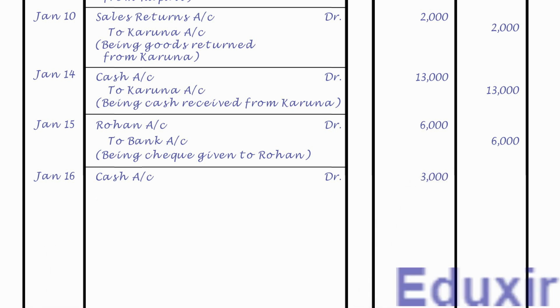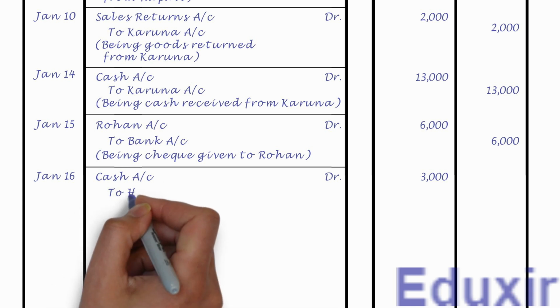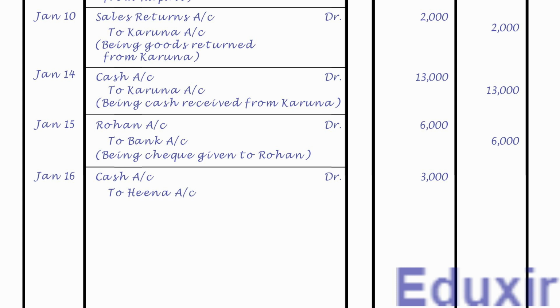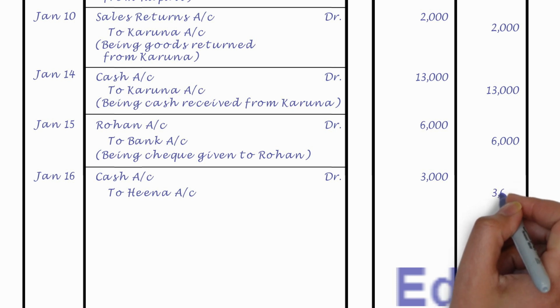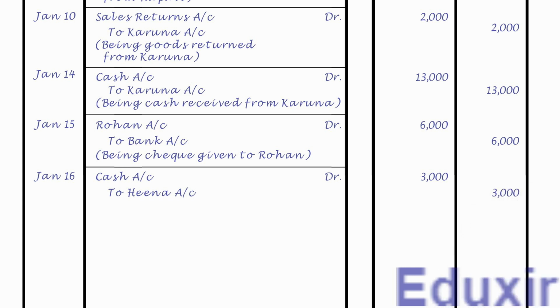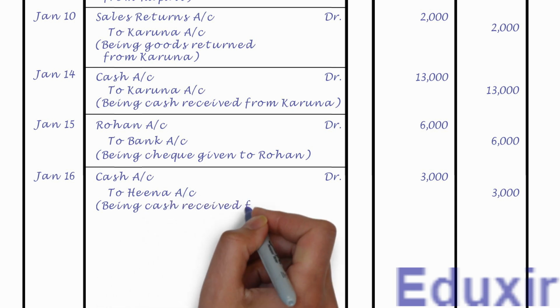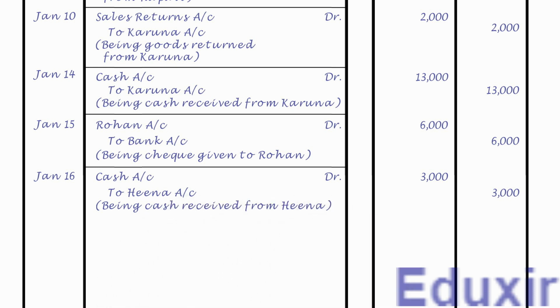Leaving a margin, let us record Hina account as the credit entry. Let us also record the credit amount of 3000 rupees into the credit amount column. Let us now record the narration or description of this transaction, that is, being cash received from Hina. Let us now draw a line to mark the completion of journalizing of this transaction. That completes the journalizing of this transaction.